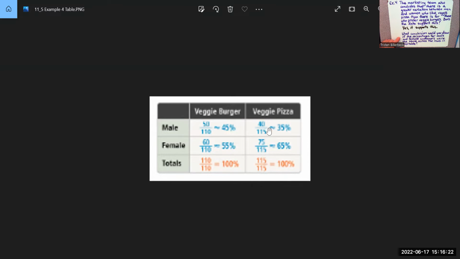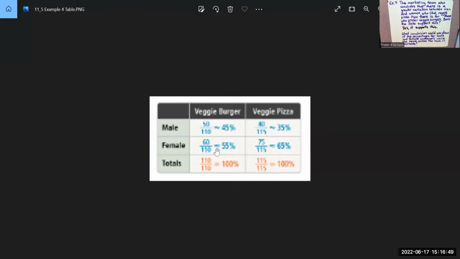But we can make a final determination on what product to sell based on this and this. Based on this, there's a lot of reliability that the veggie burger might be the best one to go with. So that's what we probably should go with.